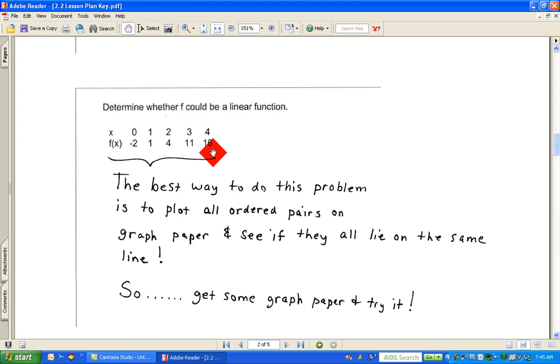This is the ordered pair 4, 16. Best way to do this problem is to plot the points, take yourself a ruler, and see if they line up. If they line up, absolutely a linear function. If 1 or 2 points is not on a line, in other words, if it's not going to help the other points line up, then the function is not linear. So basically, draw yourself a picture and see if you have a line.